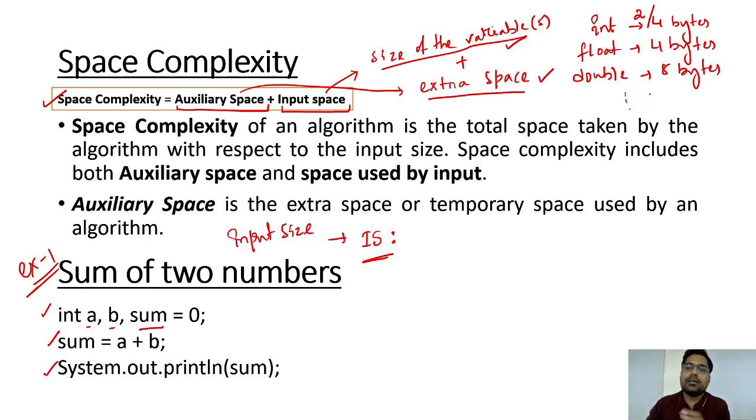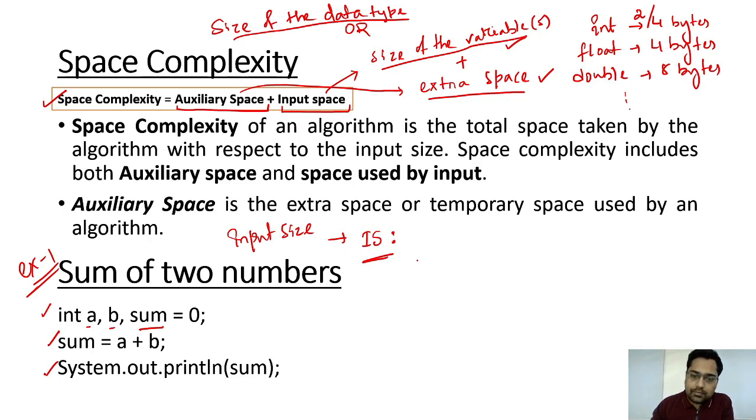There are other variables also present with predefined data types. It's about the size of the data type we are using. The size of the variable means the size of the data type. The data type size is also a part of the input size, and from there we can calculate the input size. I'm writing the variables we are using: the variables are a, b, and sum. There are three variables.